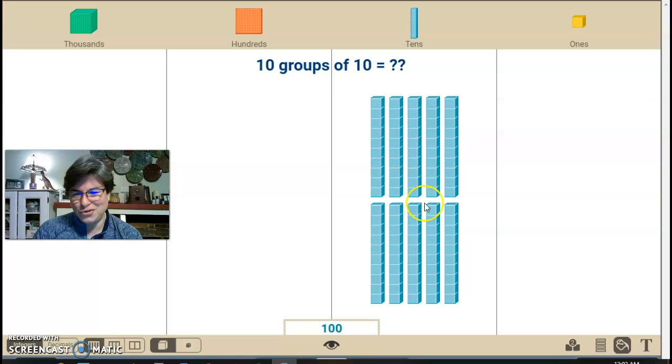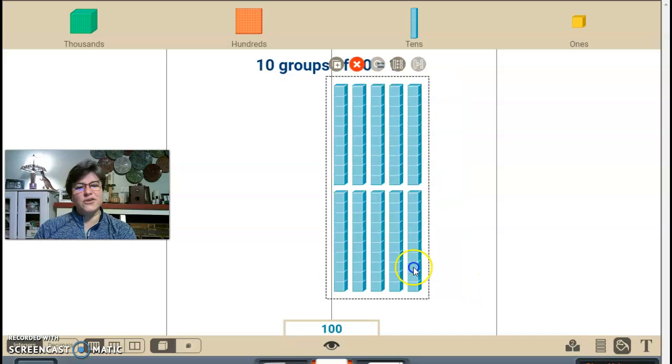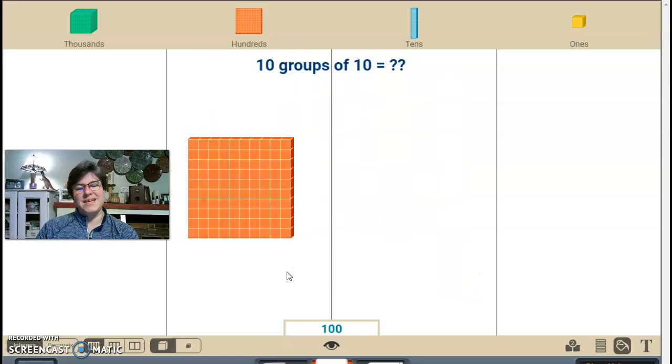It looks like it's too much for this place value. So what if I try to shift it over? What does 10 groups of 10 become? It becomes 100. Do you still see that, right? There's 10 across and it's 10 down. So 10 groups of 10s isn't a 10 10, it becomes a 100.